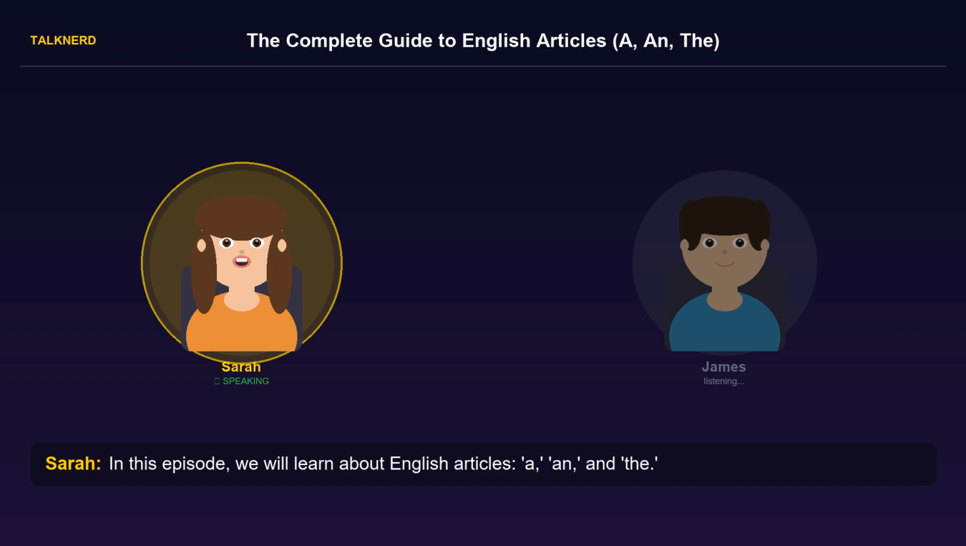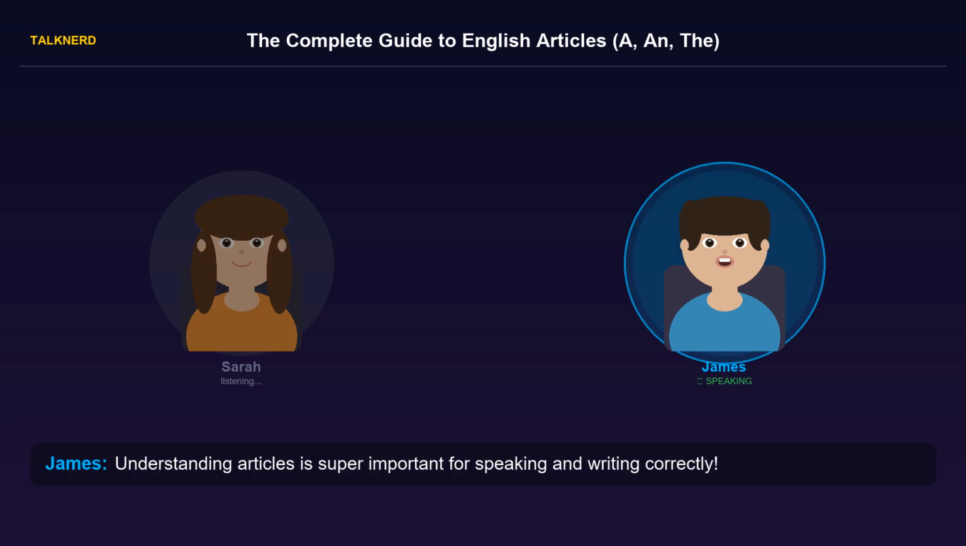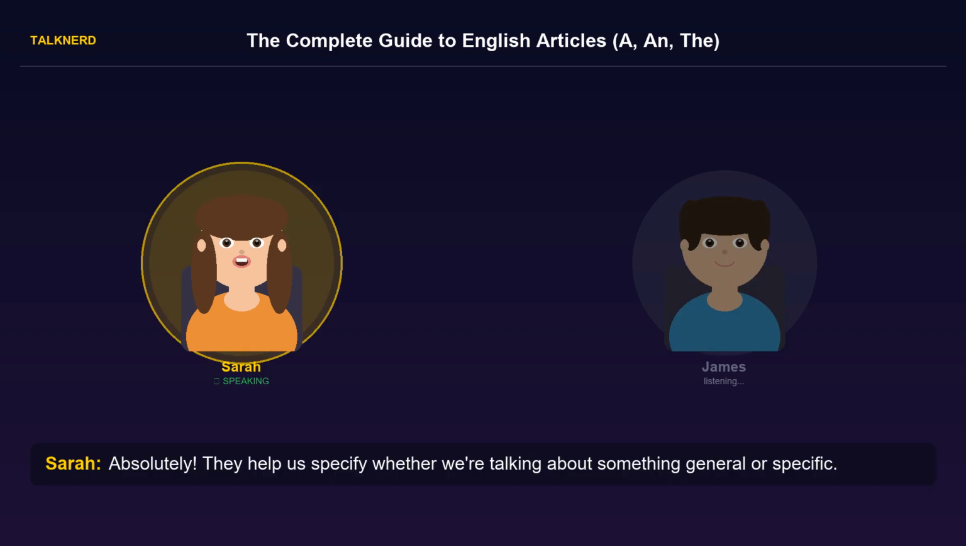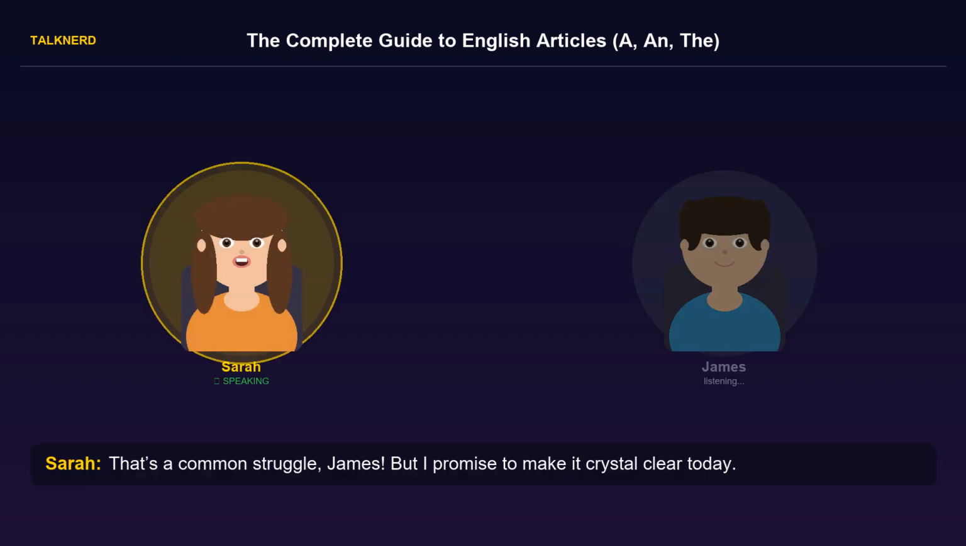In this episode, we will learn about English articles: a, an, and the. Understanding articles is super important for speaking and writing correctly. Absolutely. They help us specify whether we're talking about something general or specific. I remember struggling with this a lot when I started learning English. That's a common struggle, James. But I promise to make it crystal clear today.